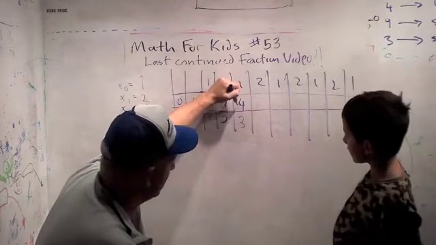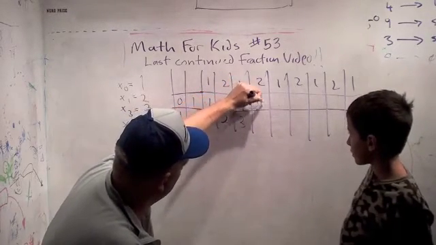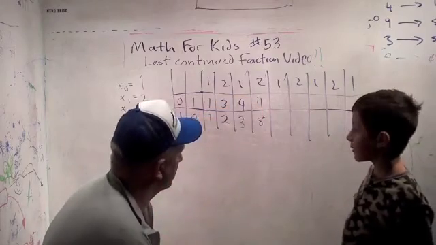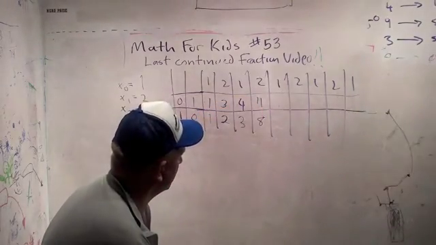Alright, well let's see if that continues. 2 times 4 is 8, plus 3 is 11. 2 times 3 is 6, plus 2 is 8. Didn't continue. Oh well.